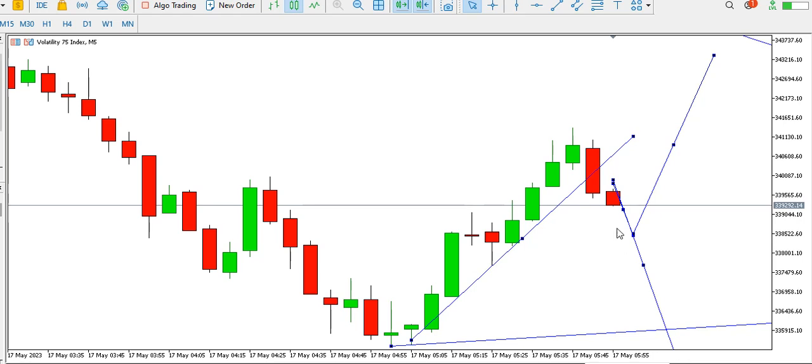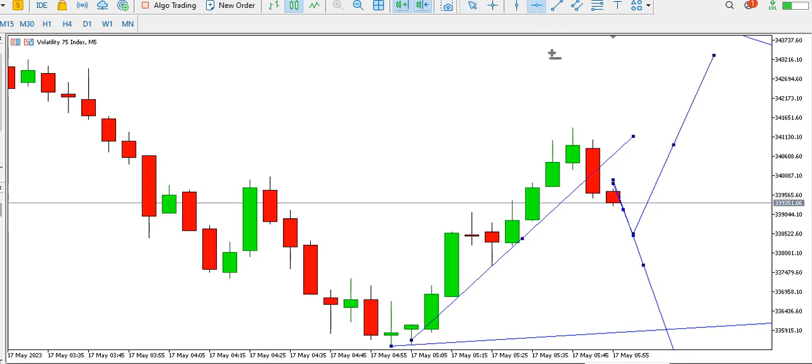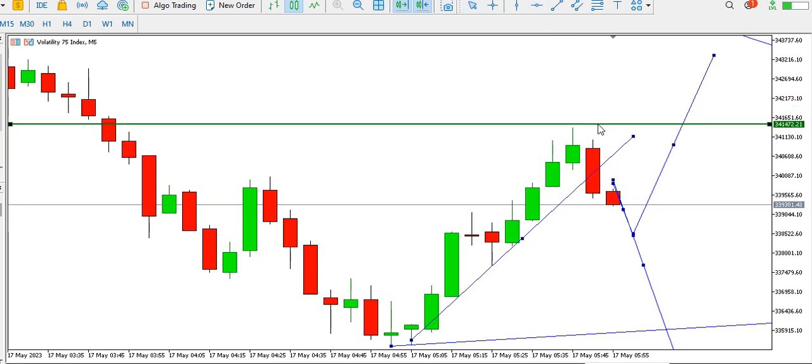All right, so sellers will have jumped in here and placed their stop losses here. Stop losses of the sellers might be here. Buyers could have their stop losses below this low.